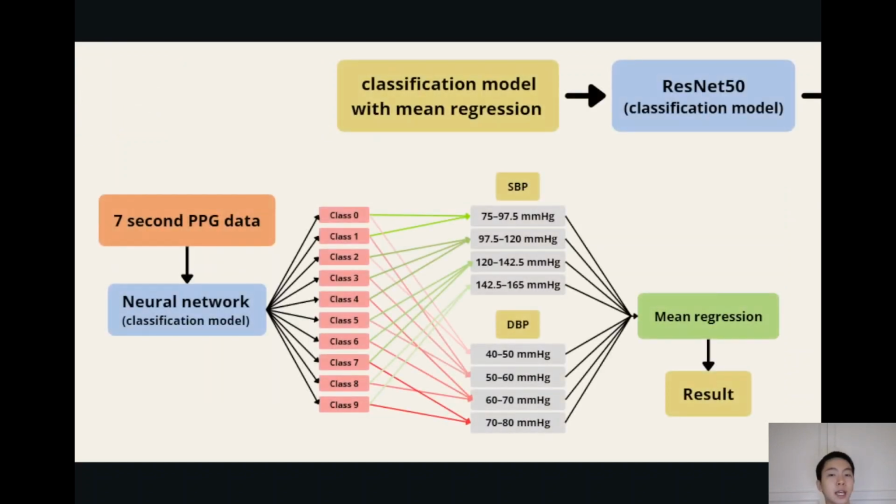For the classification model, we divide the blood pressure into 10 interval groups. Then the 10 interval groups can be arranged into 4 SBP and 4 DBP groups. For mean regression, the middle of each interval is assigned as the predicted value. The 10 interval groups and their arrangement will be explained in the next slide.